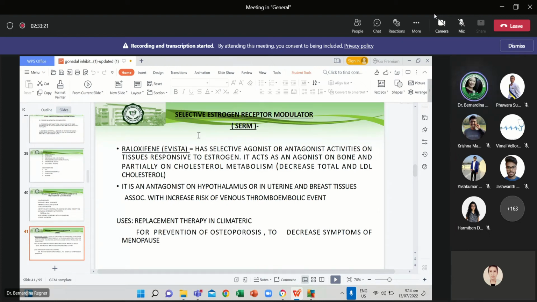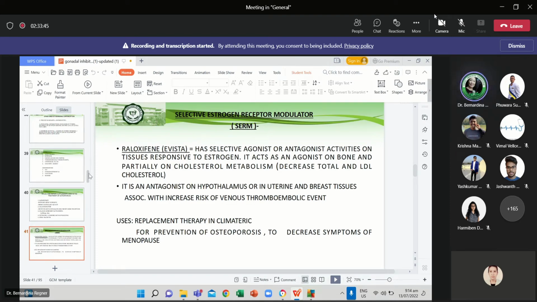So what is the use of raloxifene? Replacement therapy in climacteric or menopause. So therefore, this is very good for prevention of osteoporosis and to decrease the symptoms of menopause. Okay, so raloxifene or Evista.